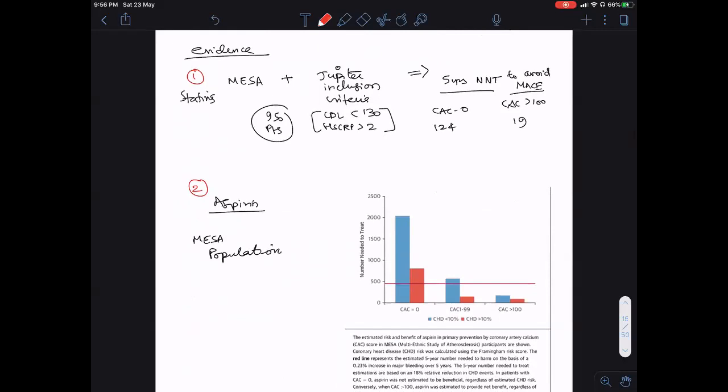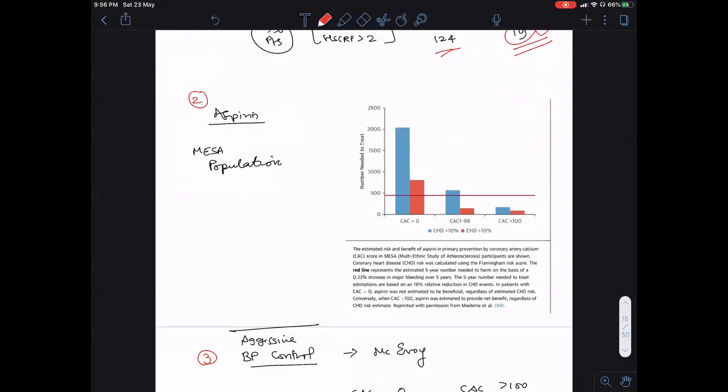Evidence for statin is from a subgroup of MESA patients, about 950 of the original cohort of 6,800. In these subsets, they applied the JUPITER trial's inclusion criteria, which was LDL less than 130 and hsCRP more than 2. They found that at 5 years, to avoid major cardiac outcomes, the number needed to treat when the CAC was 0 was 124. But when your CAC was more than 100, the number needed to treat was just 19. So there's no reason why we really shouldn't be using statin in this subgroup at least.